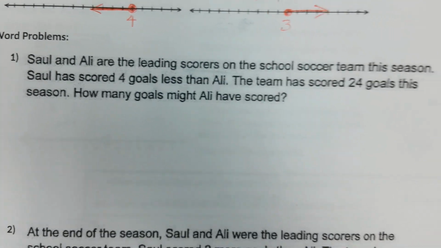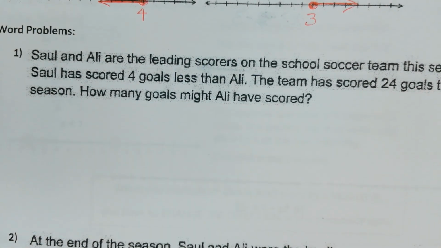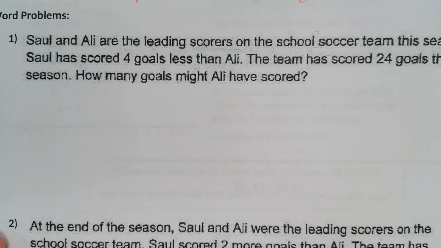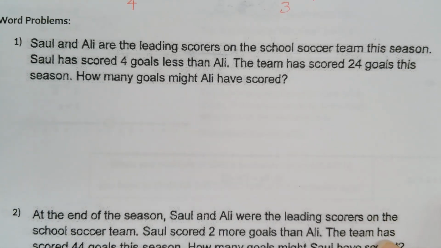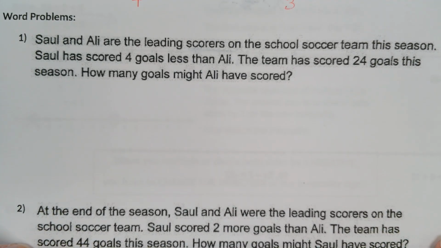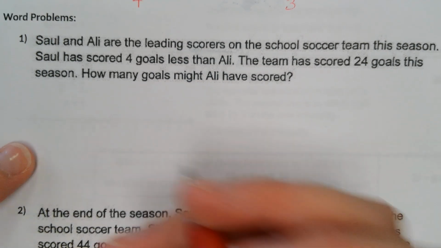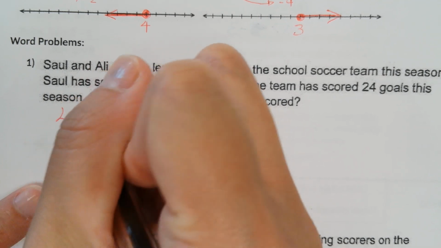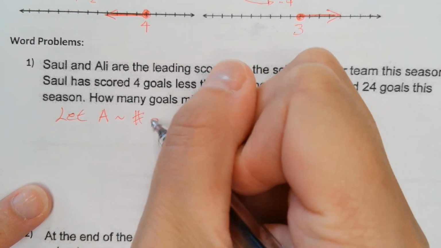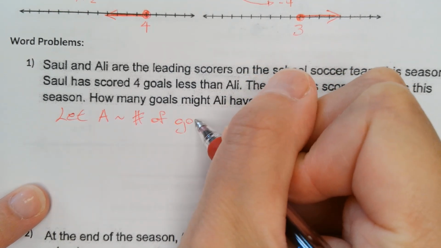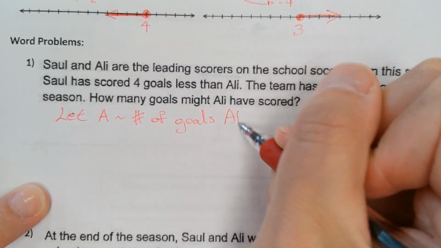Okay, so the two word problems. Sal and Ali are the leading scorers on the school soccer team this season. Sal has scored 4 goals less than Ali. The team has scored 24 goals this season. How many goals might Ali have scored? So let's do some variables. Let A represent the number of goals Ali scored.